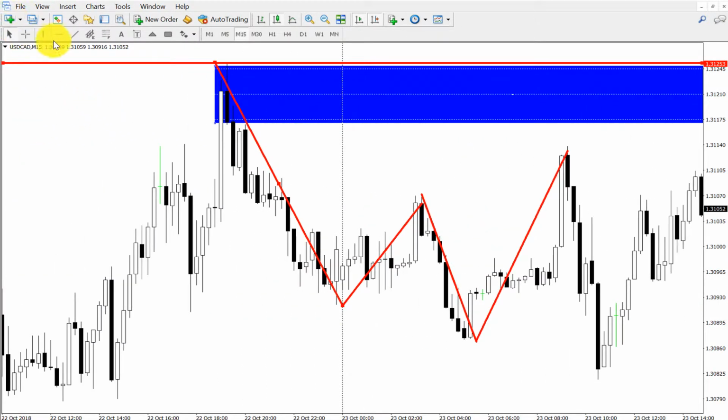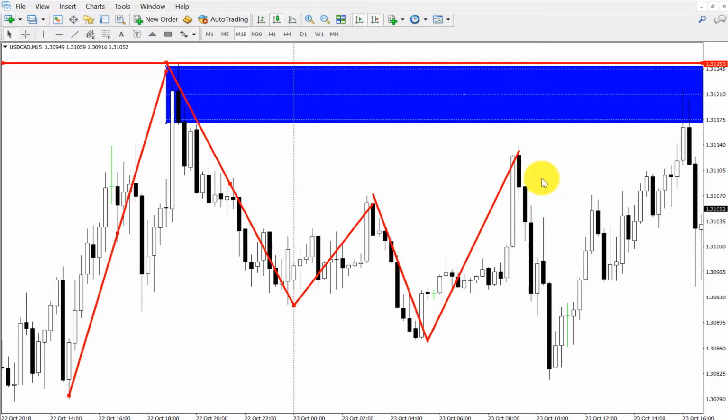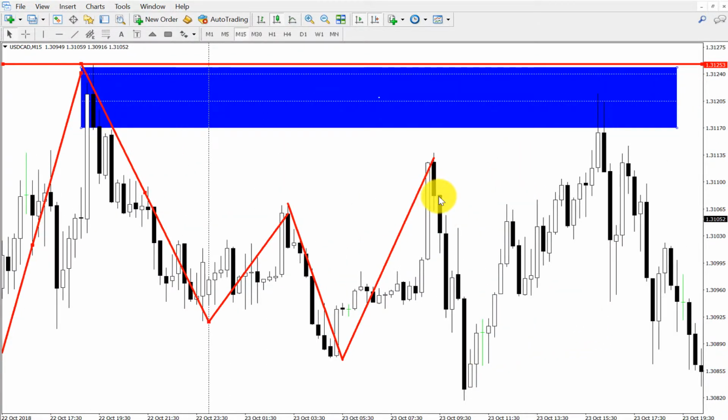Why this area? Because we can see clearly that price went from here to here and then dropped from here to here. So we will watch this area very closely. From this area, price slowed down from here to here. So if we sold here, we could take some profit, but we will not take this trade.